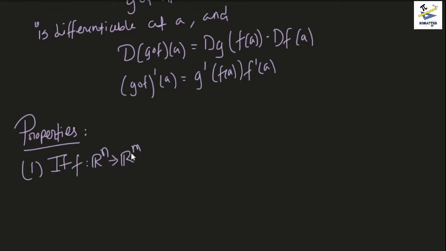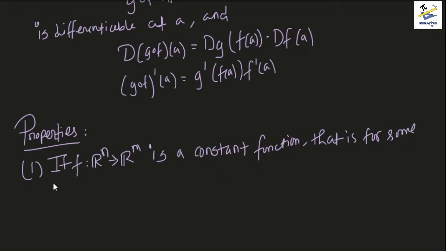If f from R to the power n to R to the power m is a constant function, that is, for some y belongs to R to the power m, we have f of x equals y for all x belongs to R to the power n. So no matter the input, the output is always y for some y. That is how we call it a constant function.